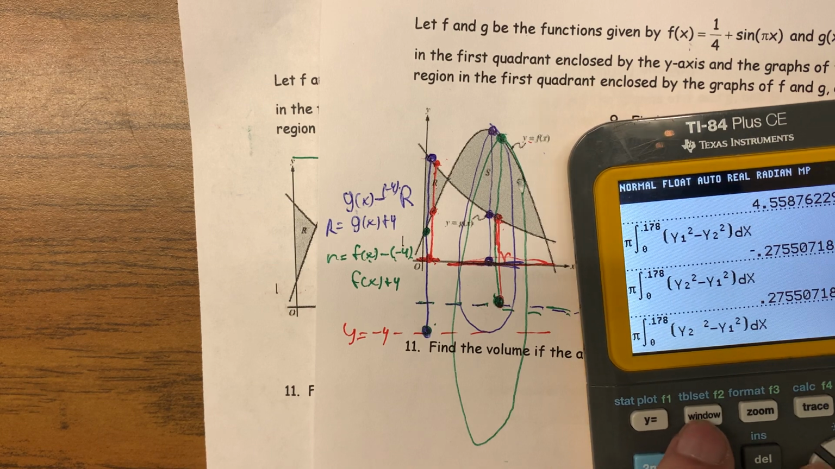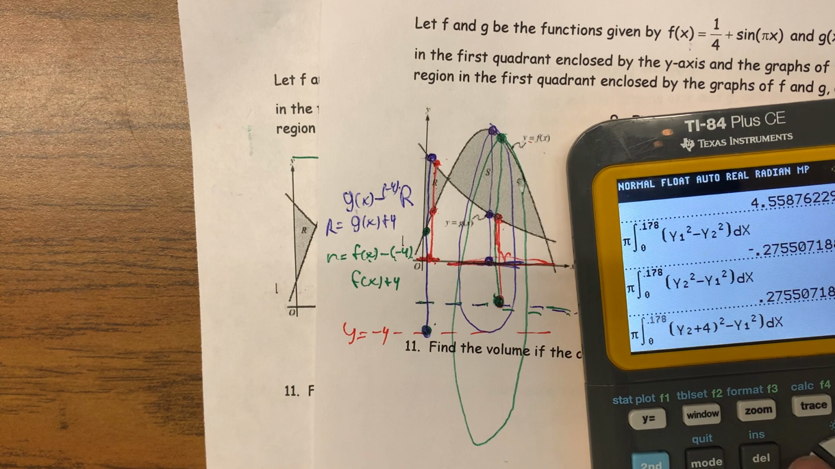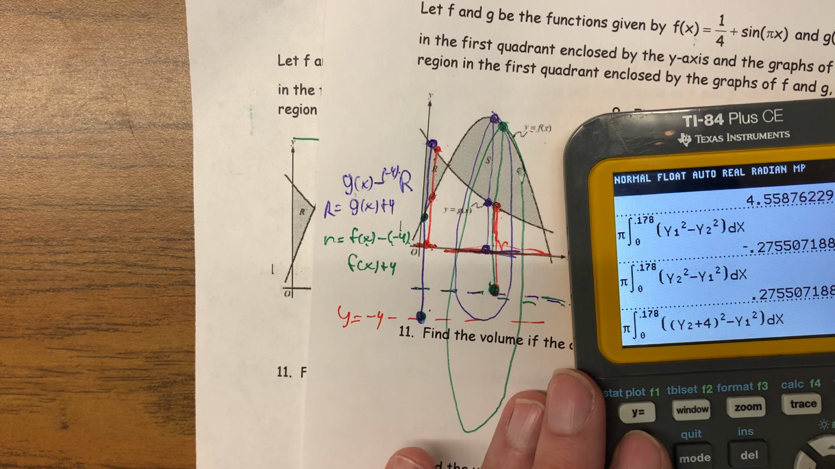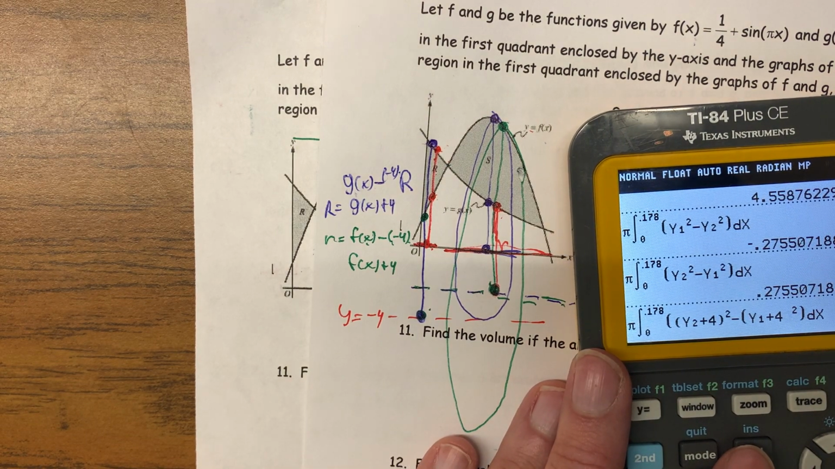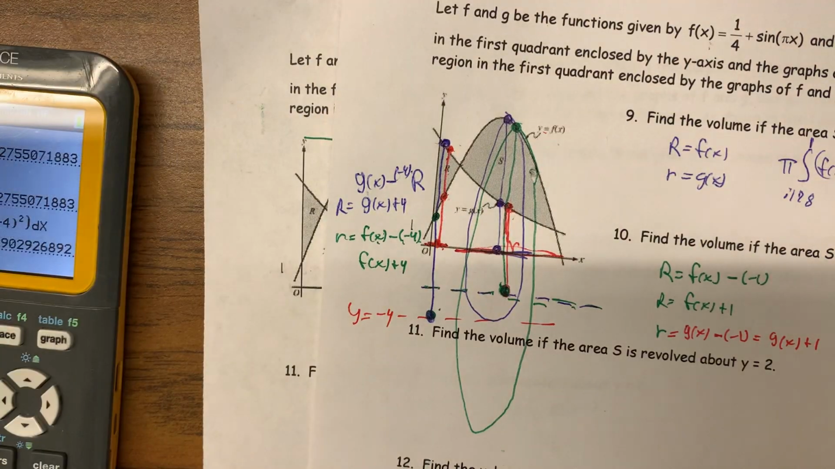So this is going to be y2 plus 4. I need to put in a parentheses here. And this one is, you can just type it fresh each time if you want, but I'm not going to. And the answer is 1.903.